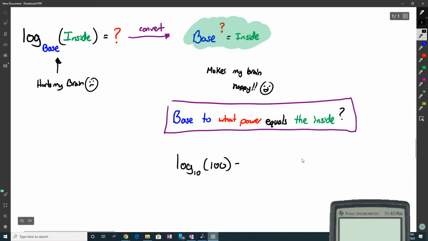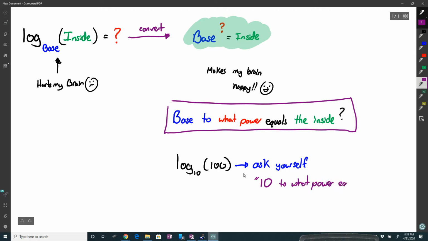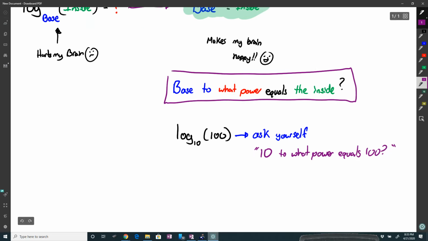Log base 10 of 100, and we don't need our calculator. We look at this and we ask ourselves the question. 10 to what power equals 100? Well, that has a happy answer. That's 2. So therefore, log base 10 of 100 equals 2.